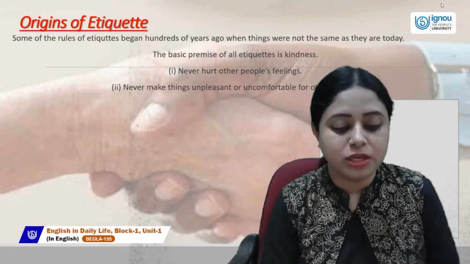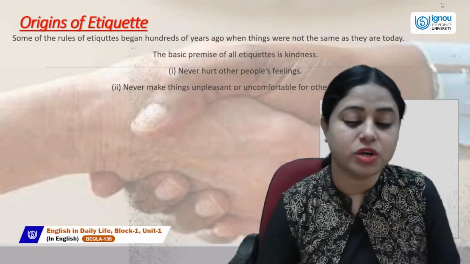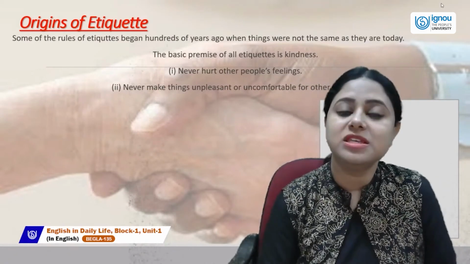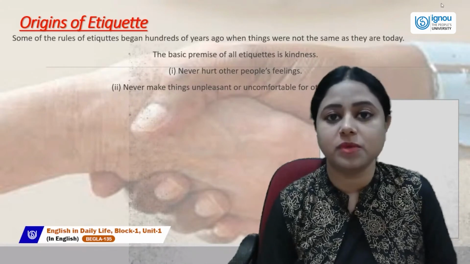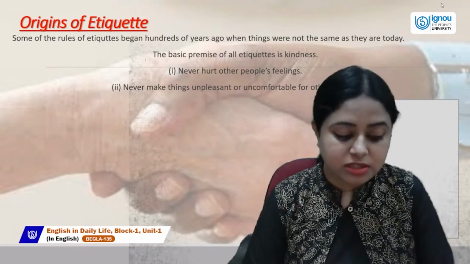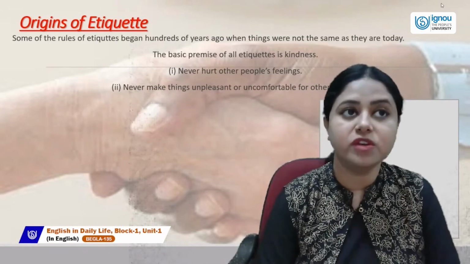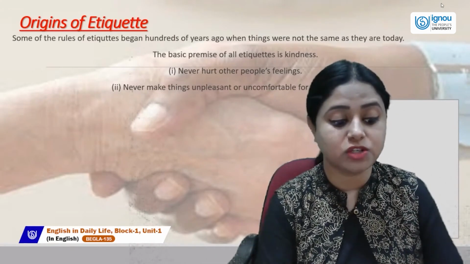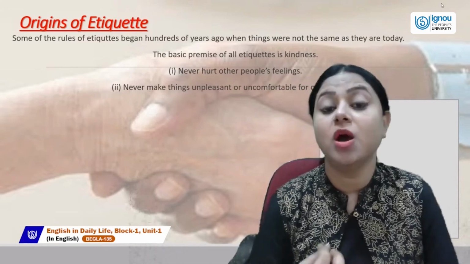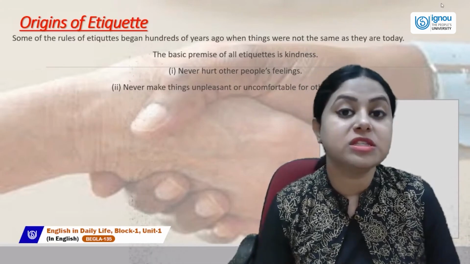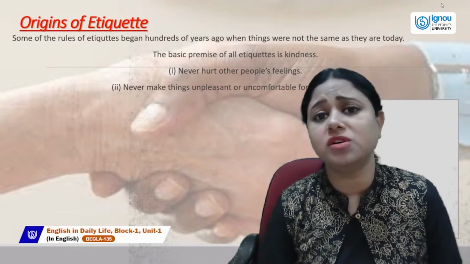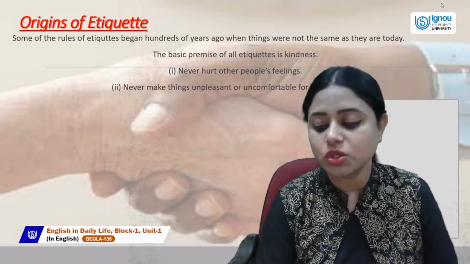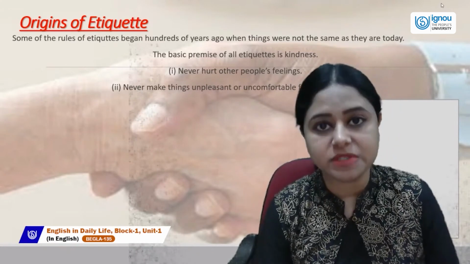Even if the set standards have changed, or a certain behavior or a particular response might have changed, this remains the same. Okay. And what are the things that you need to take care of, even if you do not have a guideline about following a certain set of behavior in particular situations? What are the things that you need to keep in mind? First is never hurt other people's feelings. Like I said, kindness is the basic premise, right? So you are never supposed to hurt other people's feelings.